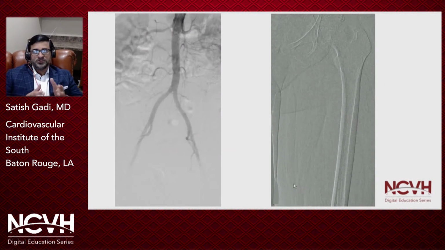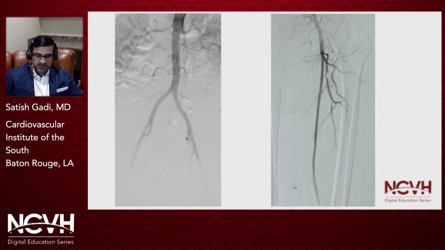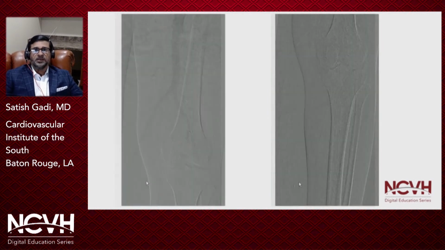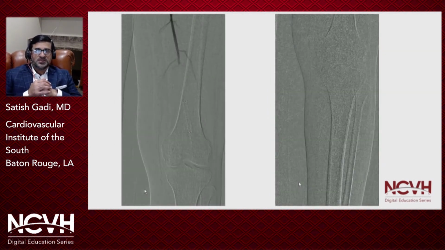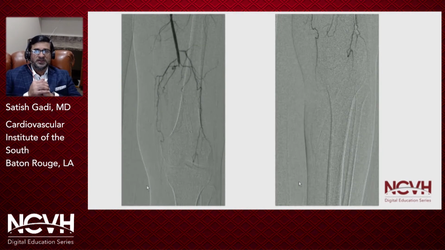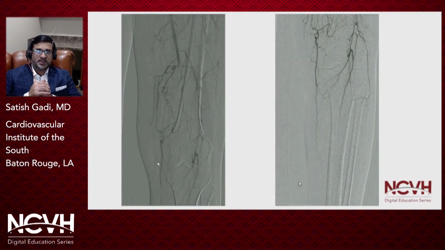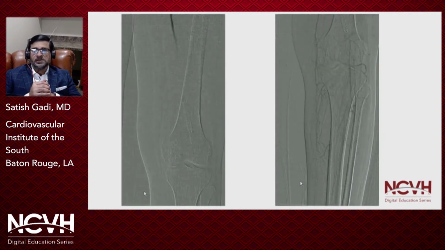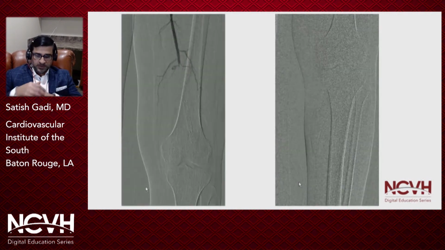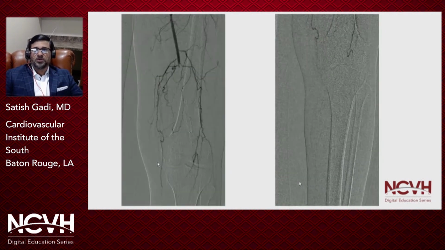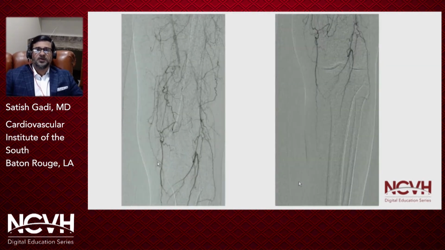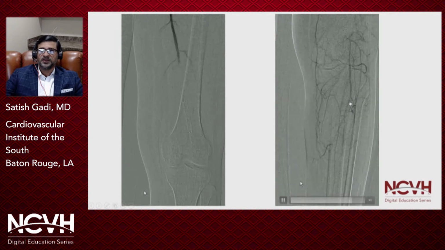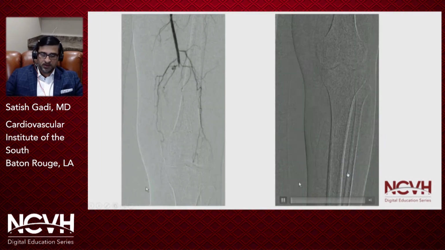The inflow was pretty good. As you can see, there's some lesion in the profunda, but that's not what's causing her claudication. And as you can see, the SFA was occluded in the mid-distal portion, and there's a stent in the distal SFA that is also occluded. Unfortunately, the infrapopliteal runoff is pretty poor. The distal popliteal artery seems to be patent. As you can see, it's filling right there, and this is probably the peroneal artery that comes in.